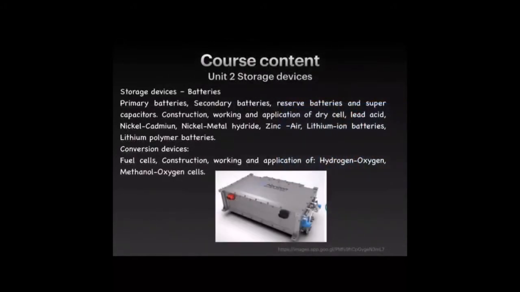The second unit is storage devices and conversion devices. In storage devices, we will study batteries. We will study differences between primary and secondary batteries, and the construction, working principles, properties, advantages, and disadvantages of both primary and secondary batteries. We will also study the conversion devices such as fuel cells: how to construct a fuel cell, what is the working principle behind the fuel cell, and what are the advantages and disadvantages of fuel cells. Also, we will study the differences between a battery and a fuel cell.